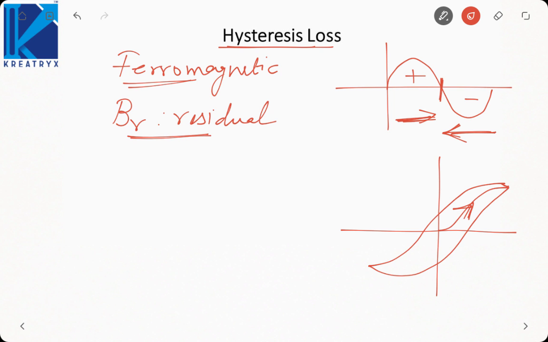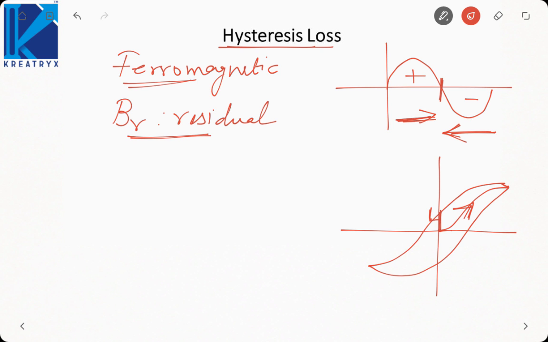It represents a freshly prepared sample. That is, when a newly prepared ferromagnetic material is taken, it will not have any residual flux density. So it will follow the curve, which is the middle line. But when you demagnetize it, then it will follow a different curve.